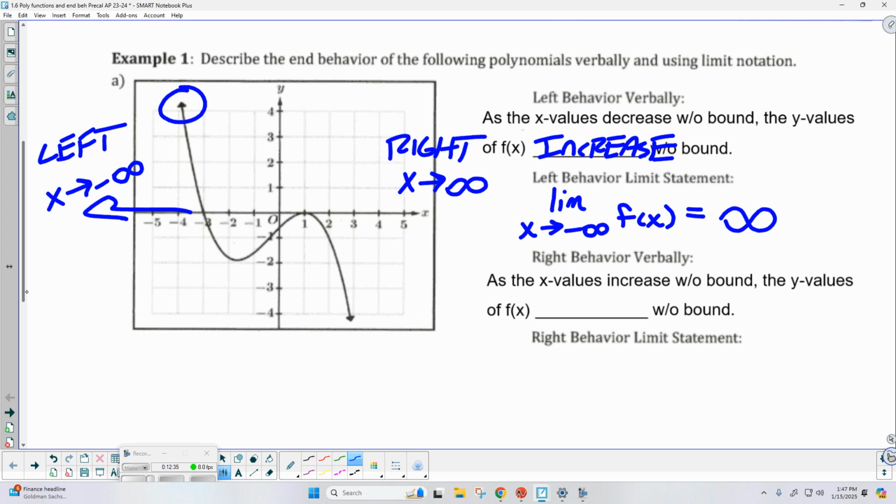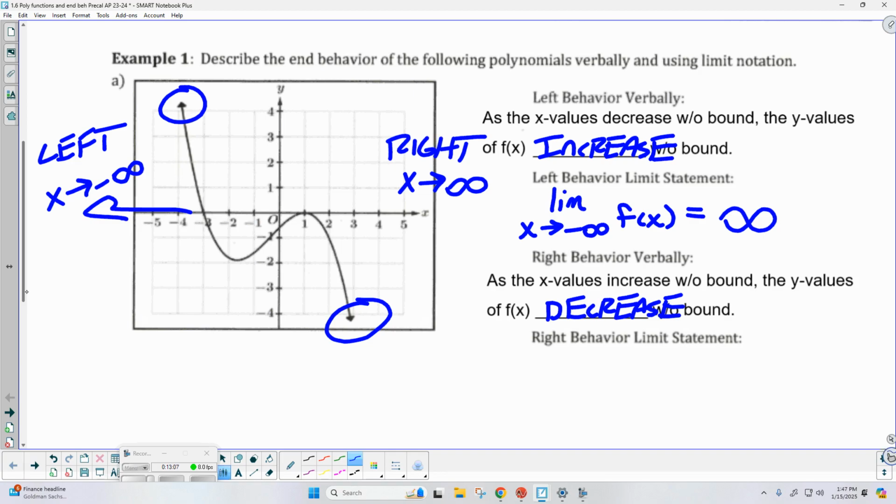And now we're going to do the same thing for the other side. As the x values increase without bound, the y values of f, okay, so I'm looking at the right side, does it curve up like the left does, or does it curve down? Okay, it curves down. So Harrison, what do you think I'm going to put in this blank right here? What are the y values going to do? They're going to decrease without bound. Yes. They're going to decrease without bound.